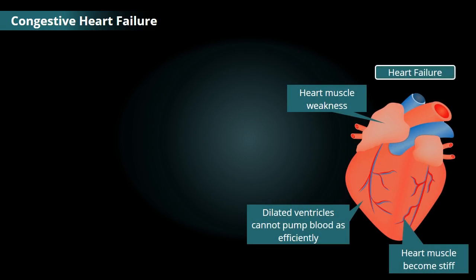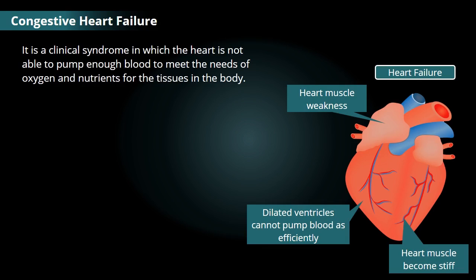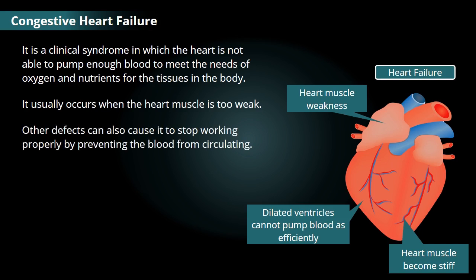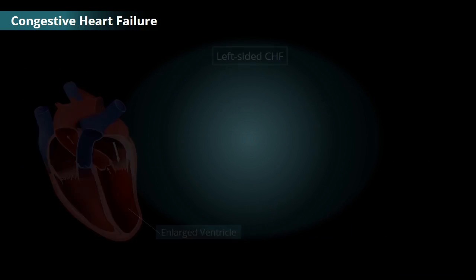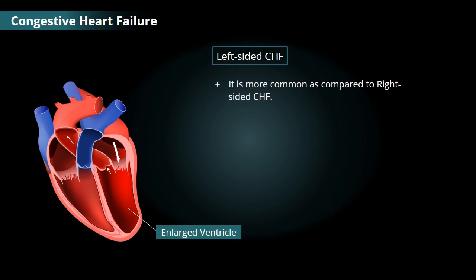Congestive heart failure, or CHF, is a clinical syndrome in which the heart is not able to pump enough blood to meet the needs of oxygen and nutrients for the tissues in the body. It usually occurs when the heart muscle is too weak. Other defects can also cause it to stop working properly by preventing the blood from circulating. It is broadly categorized into two types: left-sided CHF and right-sided CHF. Left-sided CHF is more common.